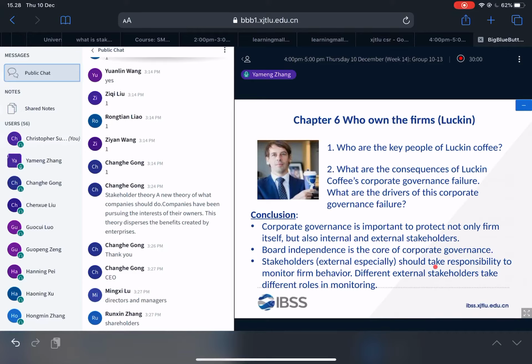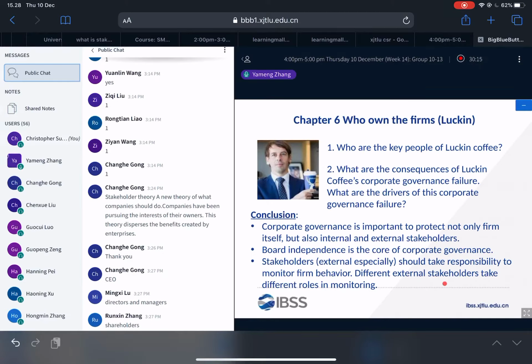corporate governance. And shareholders, especially external ones, should also take responsibility to monitor firm behavior to protect at least the shareholders' interests. And different external stakeholders take different roles in monitoring. Okay, so that is the conclusion for chapter 6.